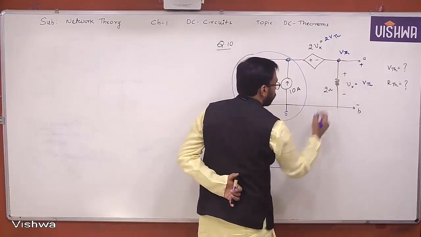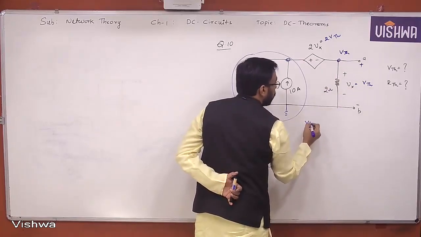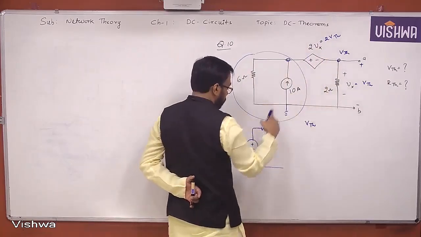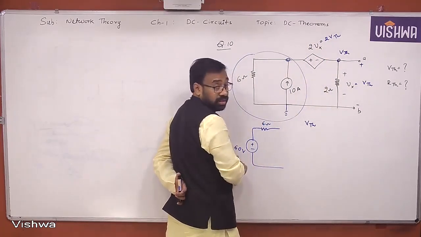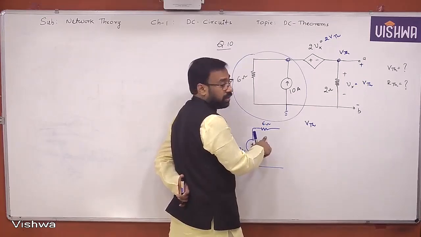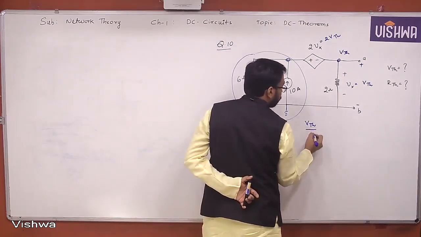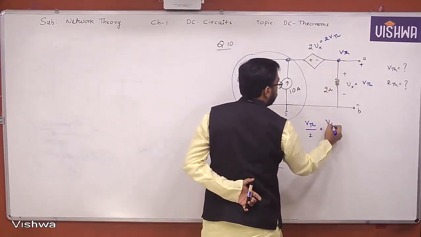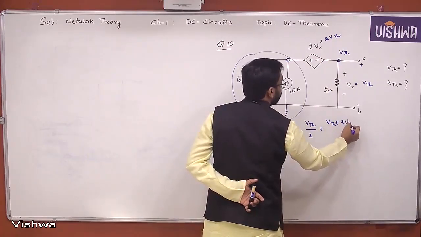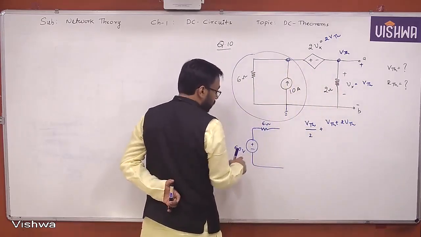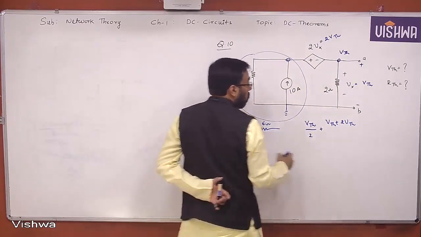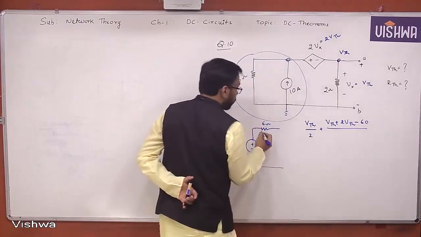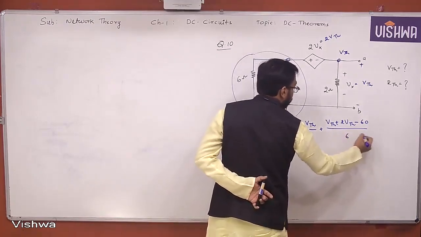So here Vth by 2, plus 2 Vth, minus 60 by 6. Yes or no? Okay. So Vth by 2, Vth by 2, Vth plus 2 Vth. Okay. What else here? Minus 60 by, this is what the resistor, right? 6 ohm is equal to 0.